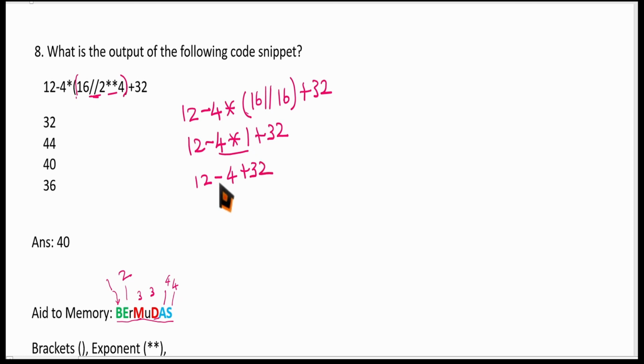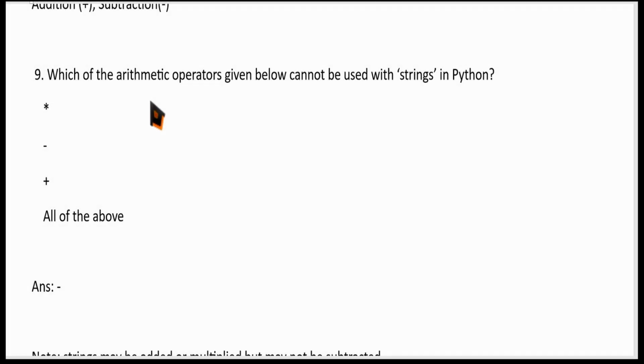Now you have subtraction and addition. Since these two are having same priorities, solve from left to right. Solve this one first. 12 minus 4, 8, then plus 32. So the result will be 8 plus 32, 40. So this answer is correct. So to remember the priorities, use the word Bermudas. Now let us see the next one.